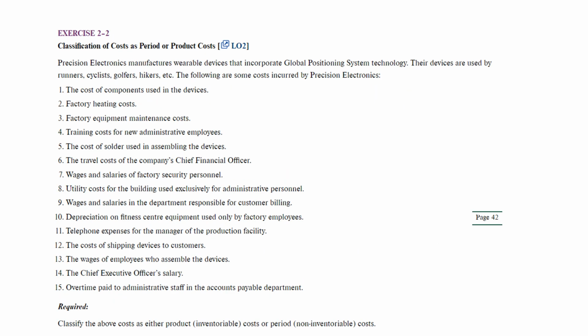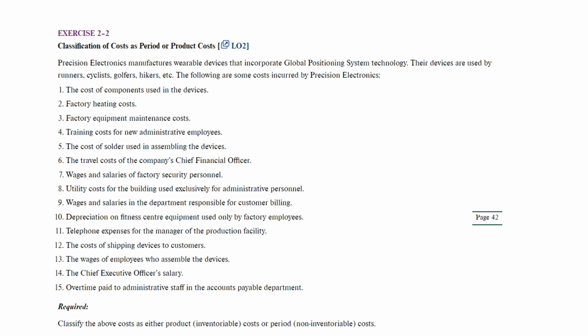All right, so now on to exercise 2-2, classification of costs as period or product costs. So Precision Electronics manufactures wearable devices that incorporate global positioning system technology. Their devices are used by runners, cyclists, golfers, hikers, etc. The following are some of the costs incurred by Precision Electronics, and here's a list of 15 items.